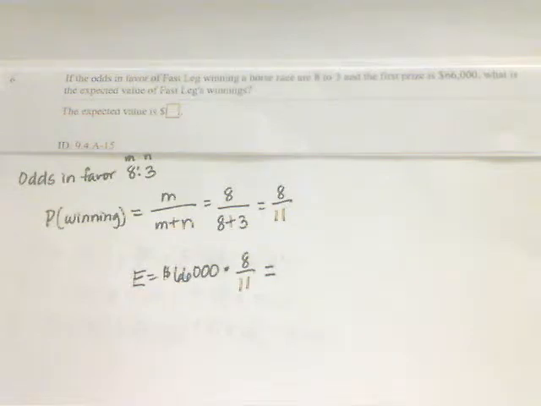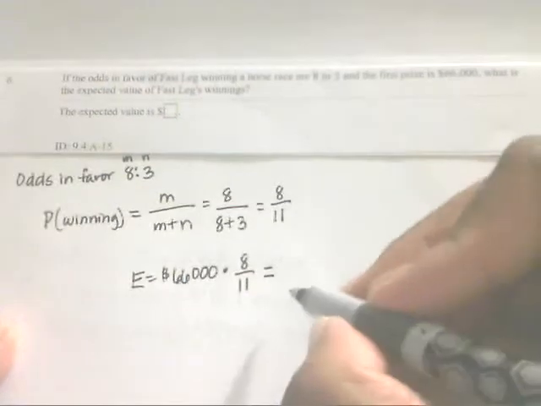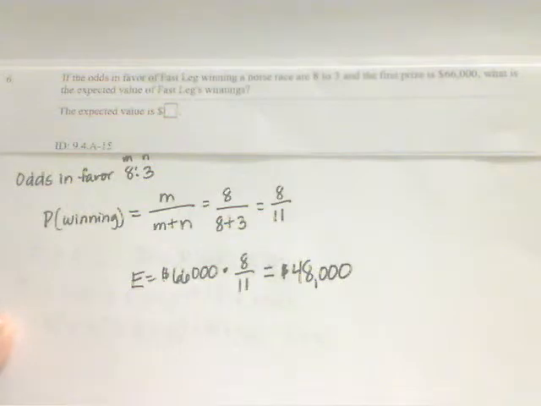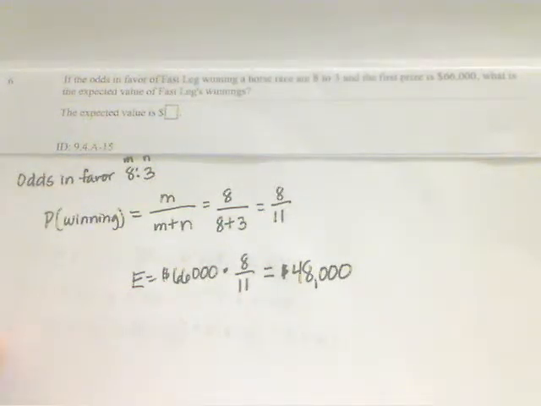So if we do 66,000 times 8 divided by 11, you'll get $48,000. So the expected value here for Fastlegs winnings would be $48,000. Okay. So here we have to find out what the probability is because we were given the odds in favor. And then from that, we can find out what the expected value is by multiplying that dollar amount times the respective probability.